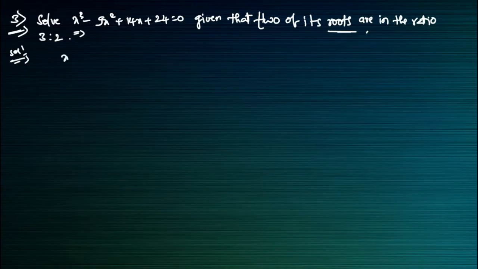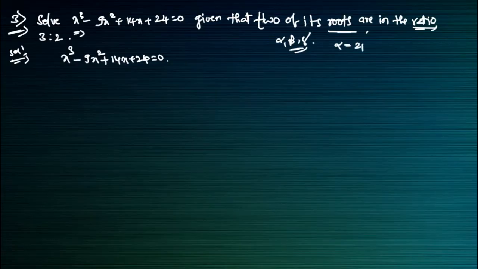So the given equation is x cube minus 9x square plus 14x plus 24 is equal to 0. Here he is saying that the roots are alpha, beta, gamma for this equation, and that 2 roots are in the ratio of 3:2, like alpha by beta is equal to 3:2. So alpha is to beta is 3:2, no?